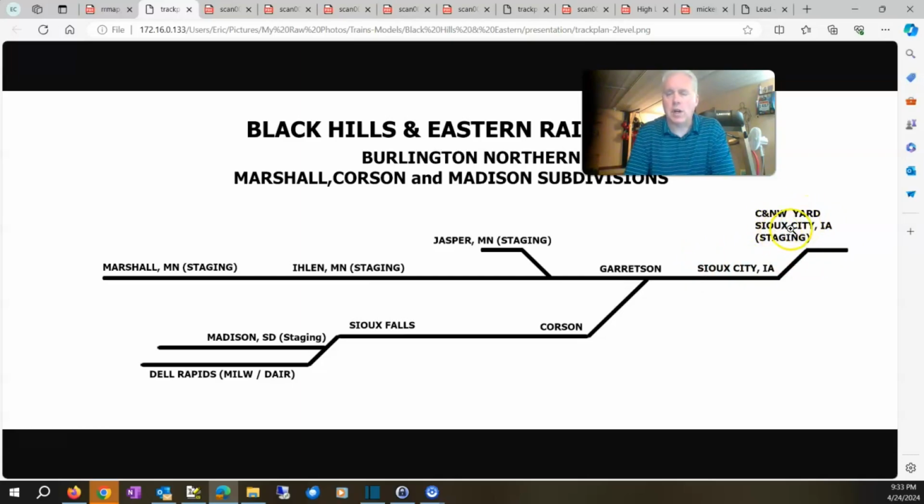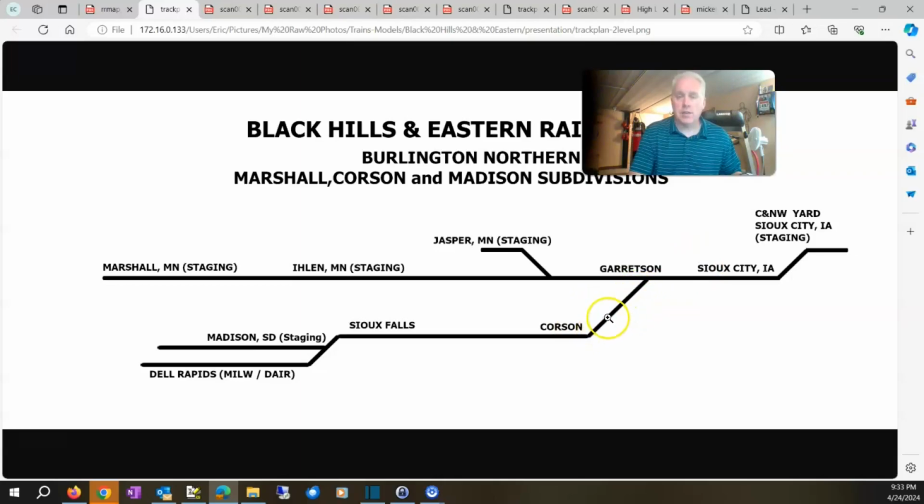And then the Sioux City Yard, the C&W Sioux City Yard, that's going to be also hidden staging. You guys that are operators and like the yardmaster job, that's going to be the big job here. The Sioux City yardmaster job is going to be probably the most important job, probably besides the dispatcher, on this railroad when we finally get going, whenever that's going to be.